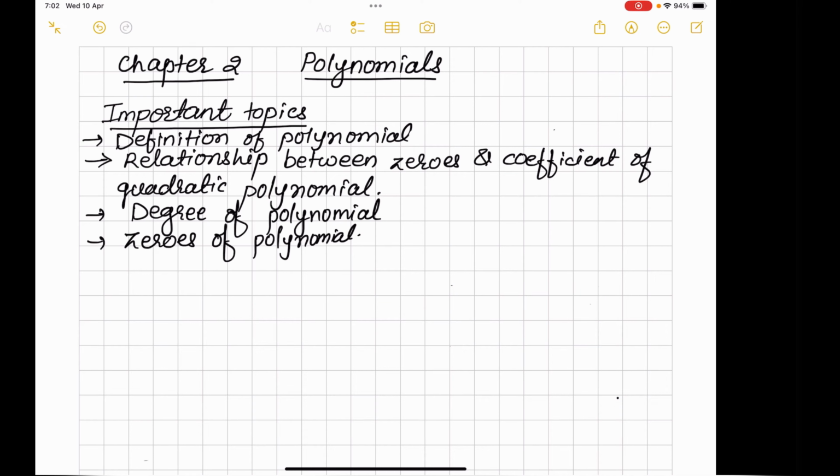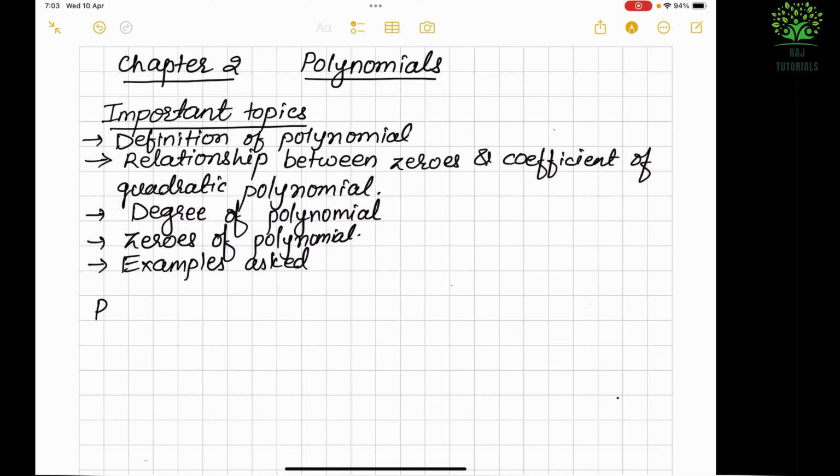The important topics which we are going to discuss here are the definition of polynomial, the relationship between zeros and coefficients of a quadratic polynomial, then degree of polynomial and zero of polynomial, and then we will be doing some examples asked in the paper. So let us start the topic with the definition.